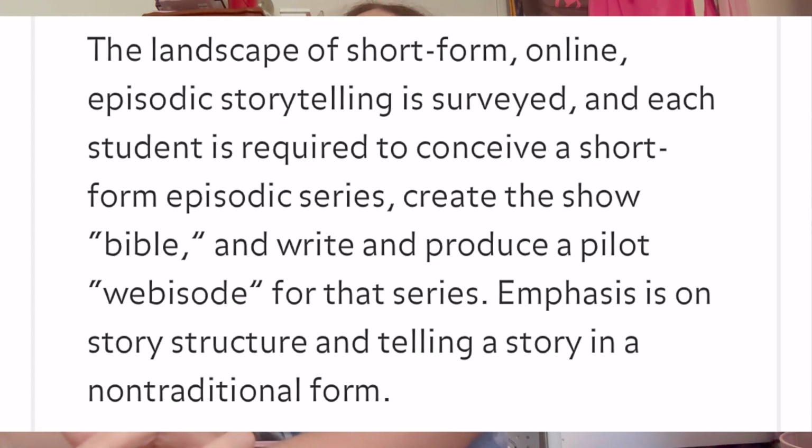Emphasis is on story structure and telling a story in a non-traditional form. Writing the Web Series served as an introduction to episodic storytelling with an intro to ABC plot lines by examining them through web series examples that we brought to class and also ones that Dean showed us. Again, I also had Dean for this class, just a lot of Dean in the fall of my senior year, which was great. I love Dean.